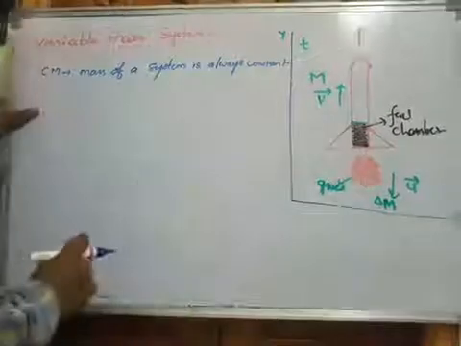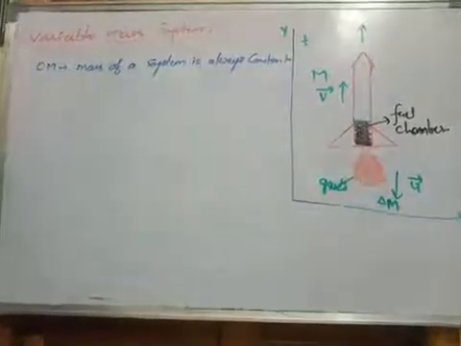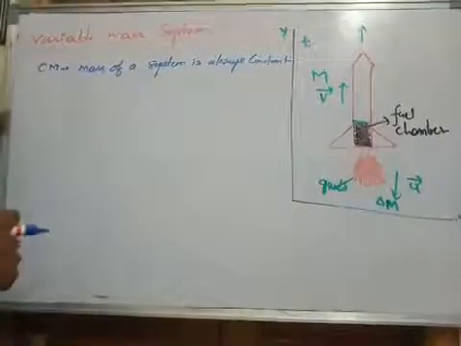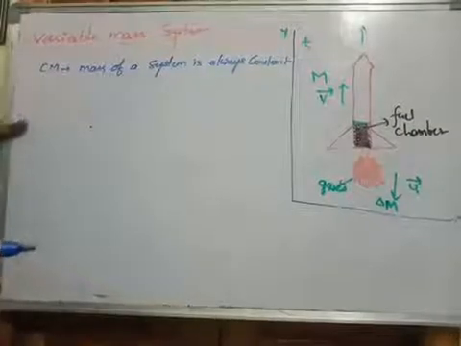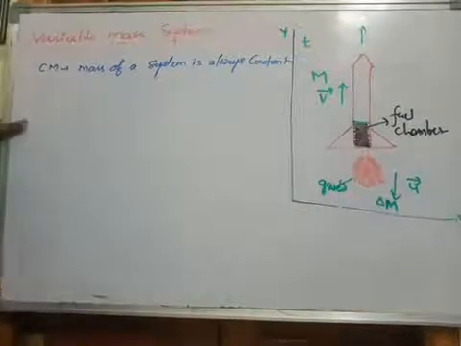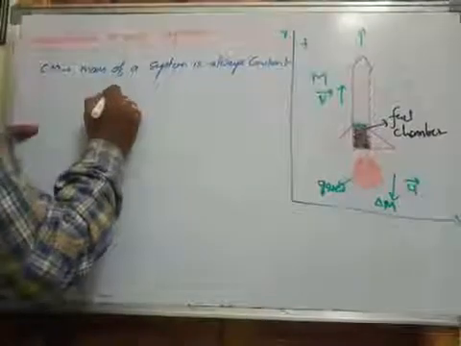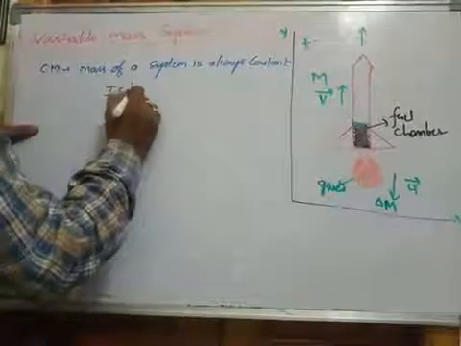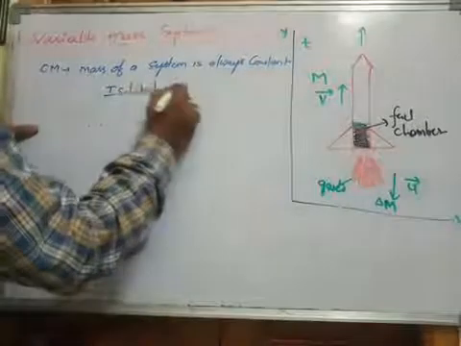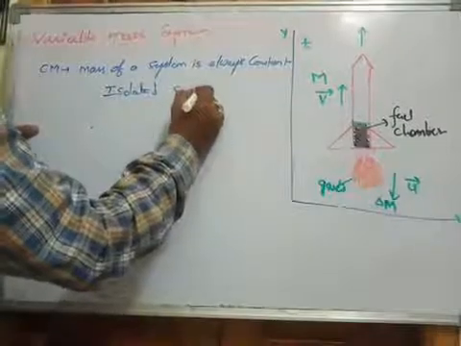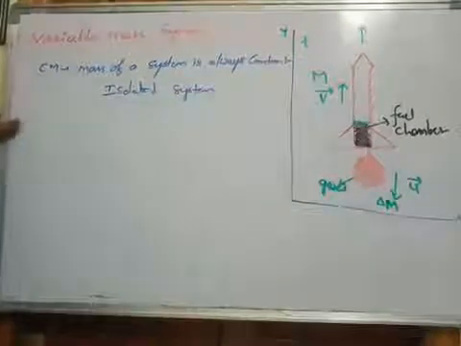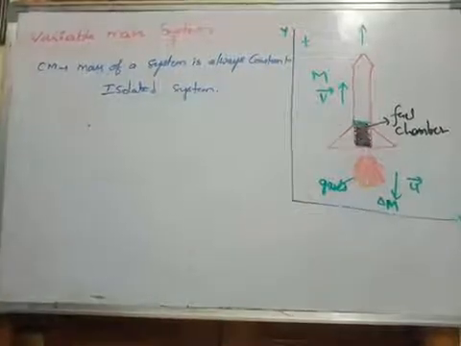Such type of system where the mass is always constant, such systems are called isolated systems, in which the mass of a system is always constant.